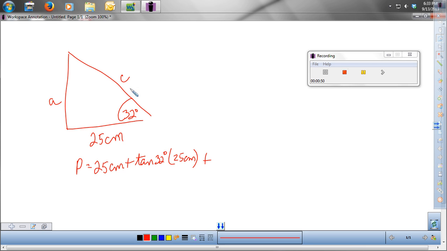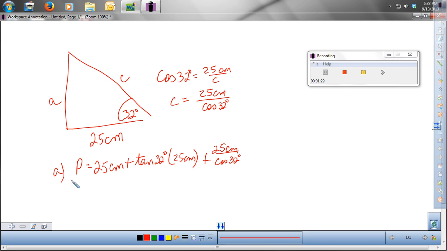Well, side C is the hypotenuse, so I'll just say the cosine of 32. Cosine of 32 is equal to 25 over C. Or C is equal to 25 divided by the cosine of 32. So 25 centimeters over cosine of 32. Now, technically the question says write expression, so I just tell the kids to leave it like that, but you could solve it. I'm not going to. You could do the math, but I just tell the kids I want an expression, so you can handle it however you want.